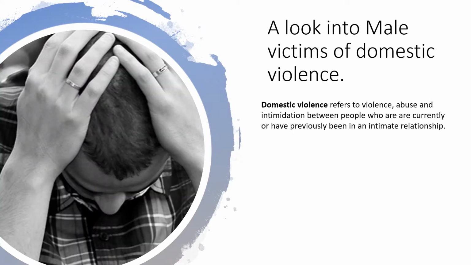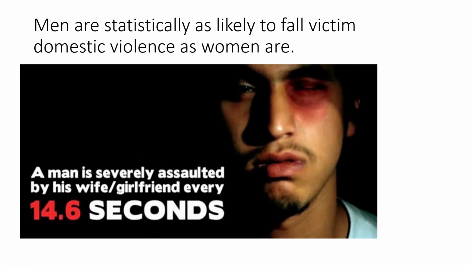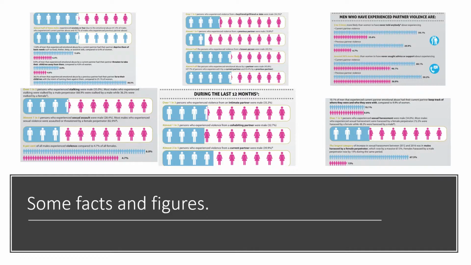This presentation is to discuss the social indicators of marginalization and disadvantages of male victims of domestic violence and the impacts of social institutions. Let's start with the question: what is domestic violence? Domestic violence refers to violence, abuse, and intimidation between people who are currently or have previously been in an intimate relationship. Men are statistically as likely to fall victim to domestic violence as women are.